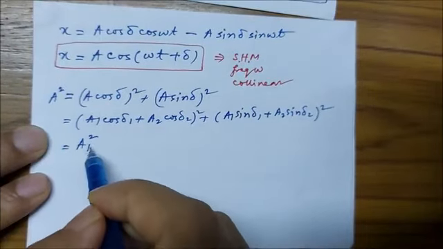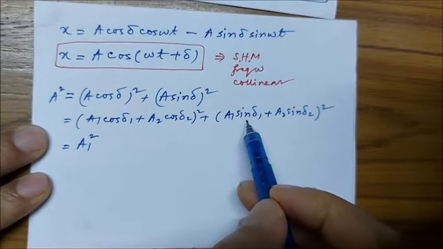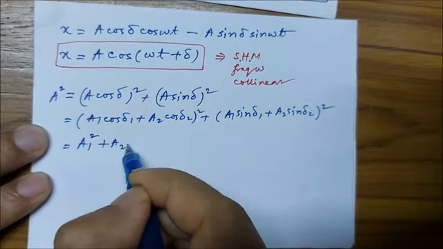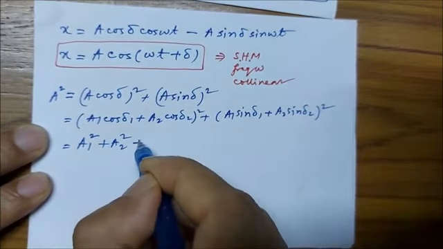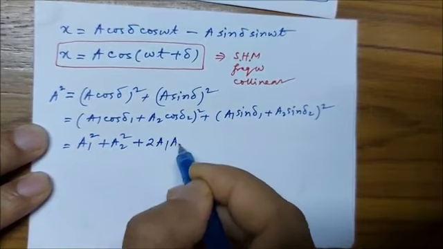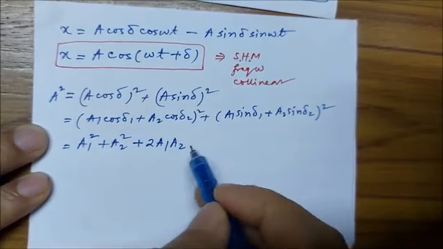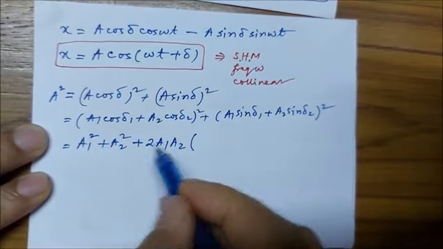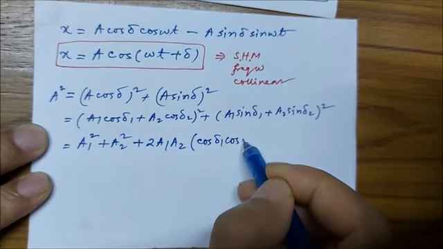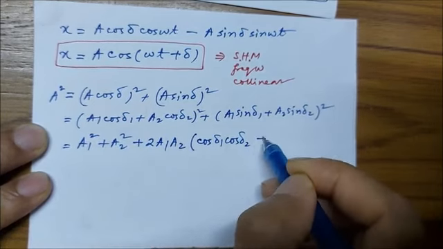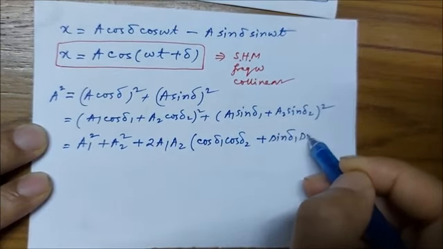This gives us A1 square, because cos squared delta 1 plus sin squared delta 1 is 1, plus A2 square, because cos squared delta 2 plus sin squared delta 2 is 1. Now we take 2 A1 A2 common from both the bracketed expressions, and then we have cos delta 1 cos delta 2 plus sin delta 1 into sin delta 2 as the cross terms.